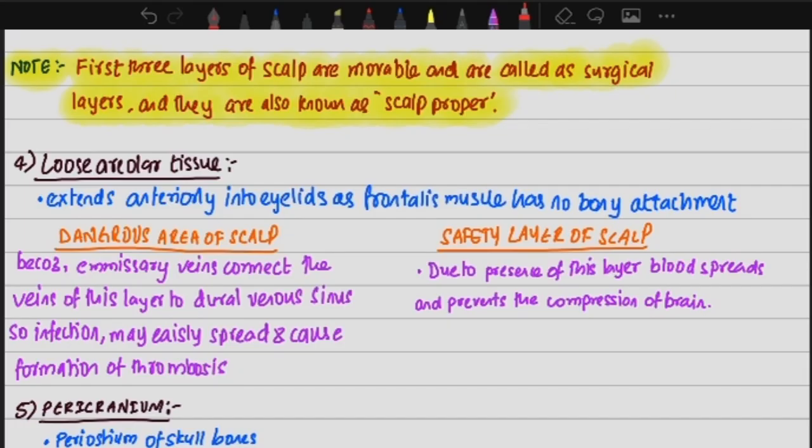Okay, now this loose areolar tissue is known as the dangerous area of scalp. At the same time it is also known as the safety layer of scalp. Okay, so this is a paradoxical thing. It is the dangerous area of scalp and the safety layer of scalp. Now let us try to know why it is known as the dangerous area of scalp.